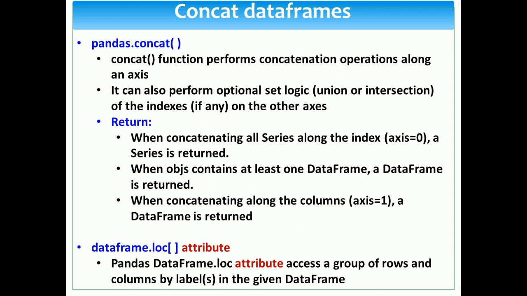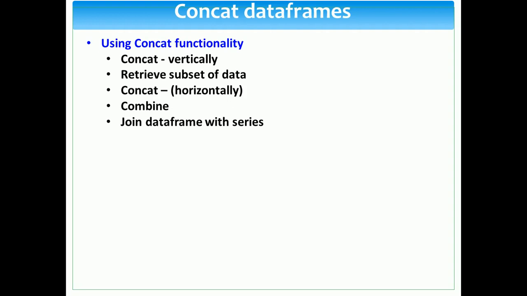Then there is the loc attribute. The pandas data frame dot loc attribute accesses a group of rows and columns by label or labels in the given data frame. We will see this as part of the demo. So using concat functionality, you can concat vertically, retrieve a subset of data, concat horizontally, and join a data frame with a series. These are the activities that can be done as part of concatenation.